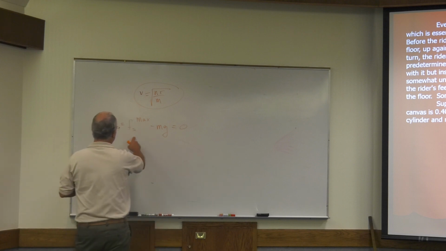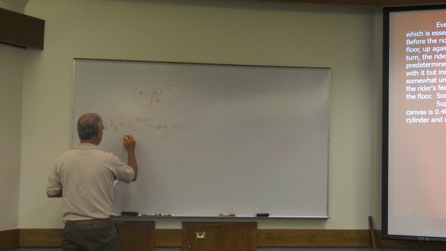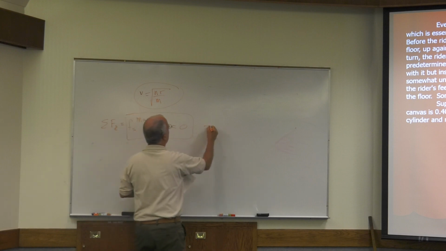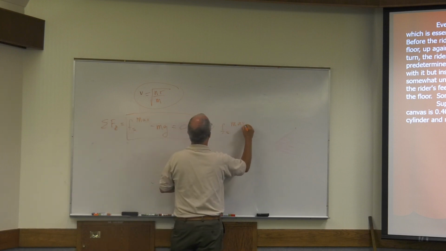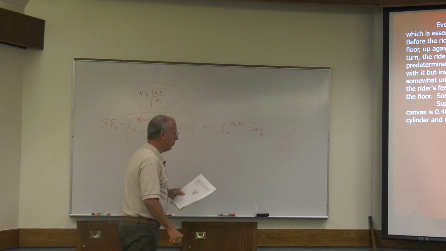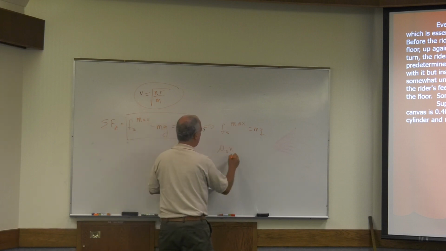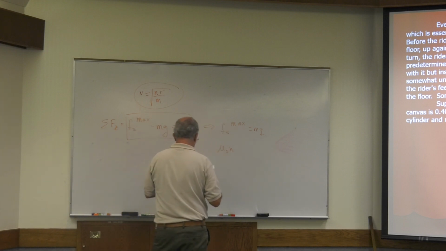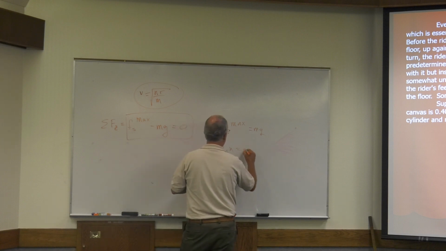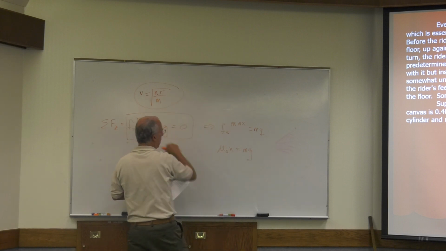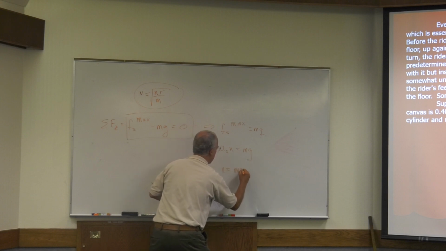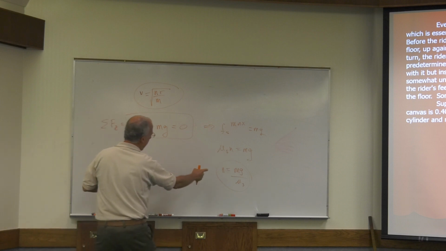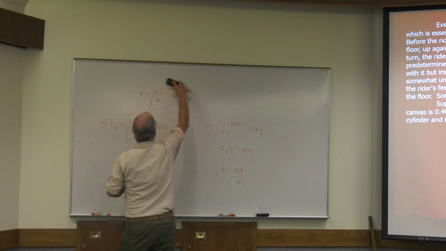Now, Fs max. So that says that Fs max equals mg. But what's Fs max? Fs max is mu s n, right? So we have mu s n equals mg, right? I wanted my n up here, so n is just mg over mu s. Okay. So now I'm going to plug that n up here.